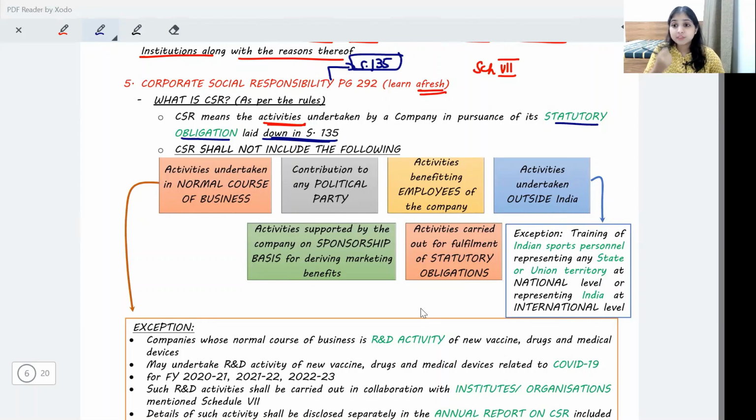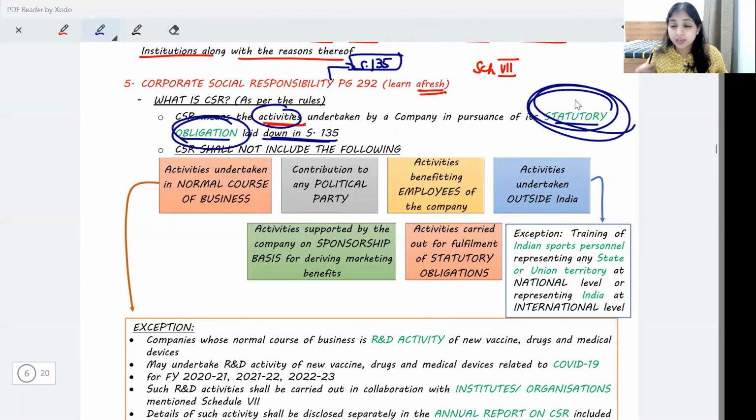Section 135 is putting an obligation on the company. The company is supposed to spend money towards CSR, towards certain activities. These activities which the company is going to undertake because of this statutory obligation. Statutory obligation means an obligation, a responsibility which is put on you by a statute, by a special law.